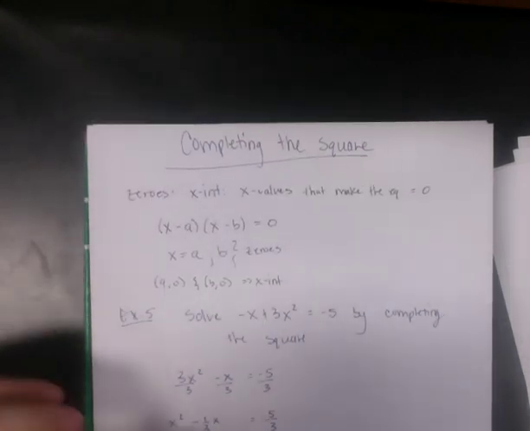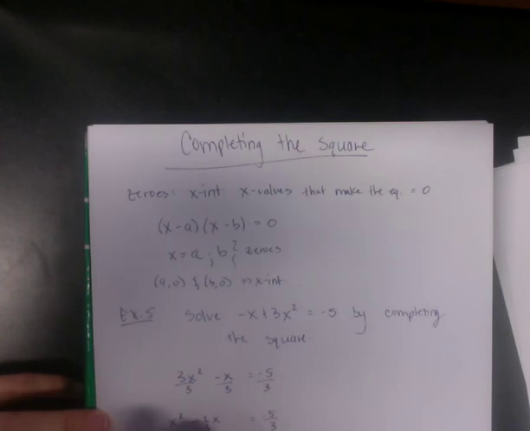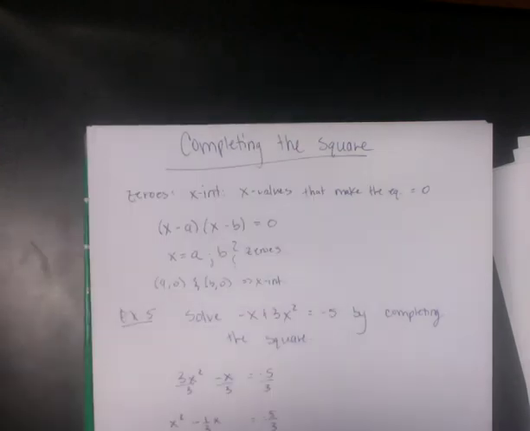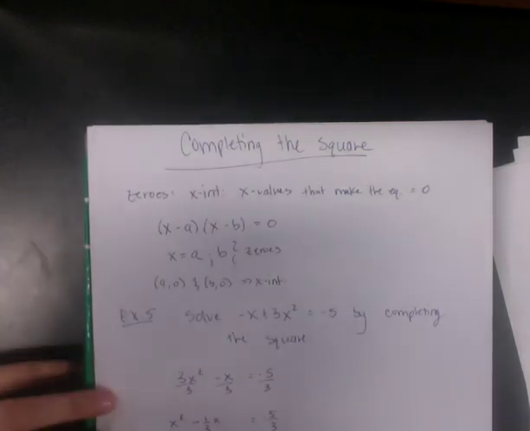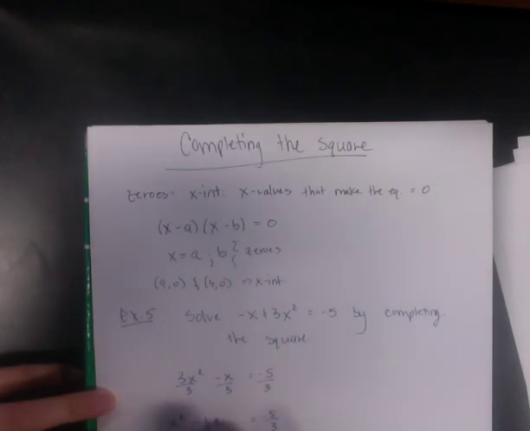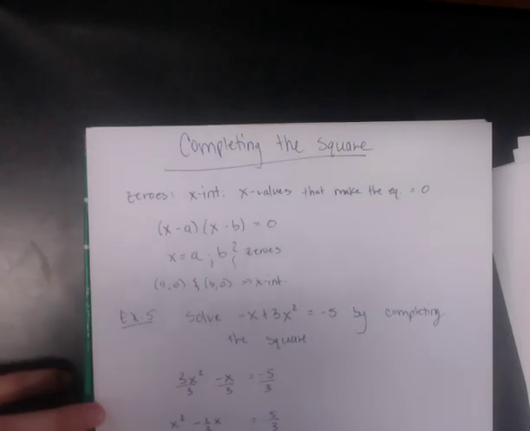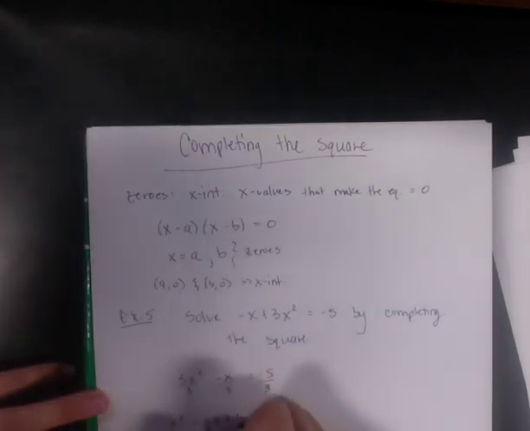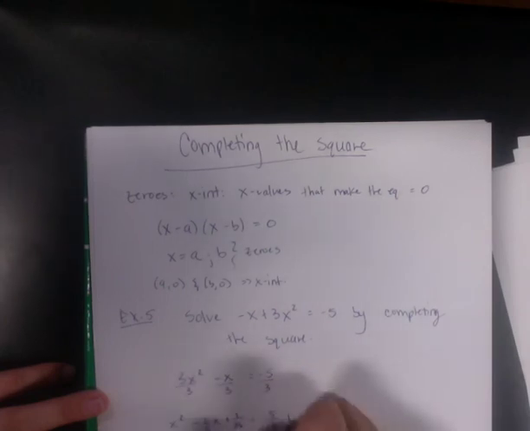Now, the b is my b term here. The negative does go with it. Okay? So negative 1 over 3. If I divide that by 2, I have negative 1 over 6. And square it gives me 1 over 36. Now, there's a little plus under this box because I'm going to add 1 over 36 here and do it on both sides.